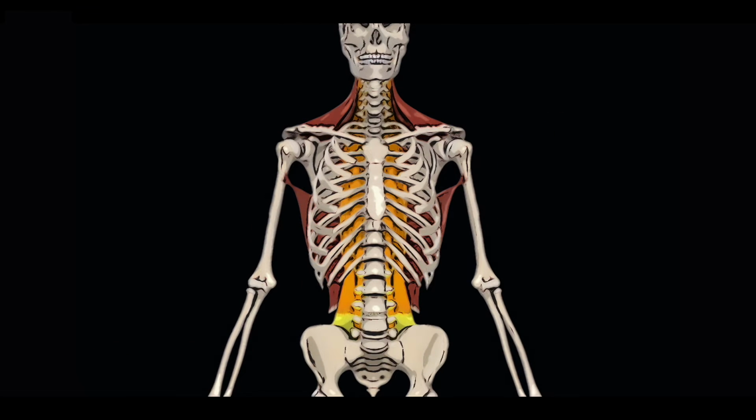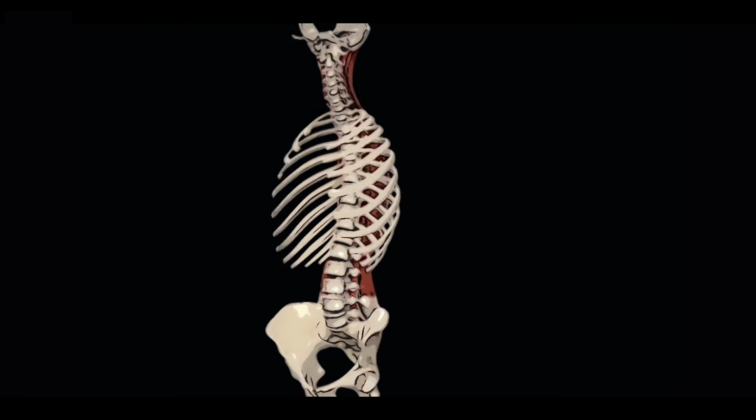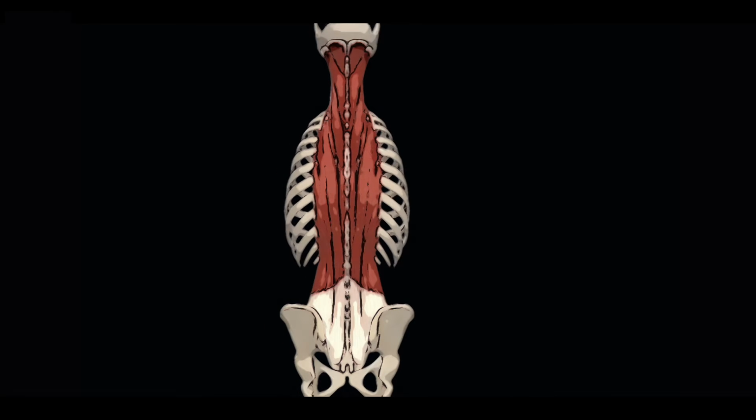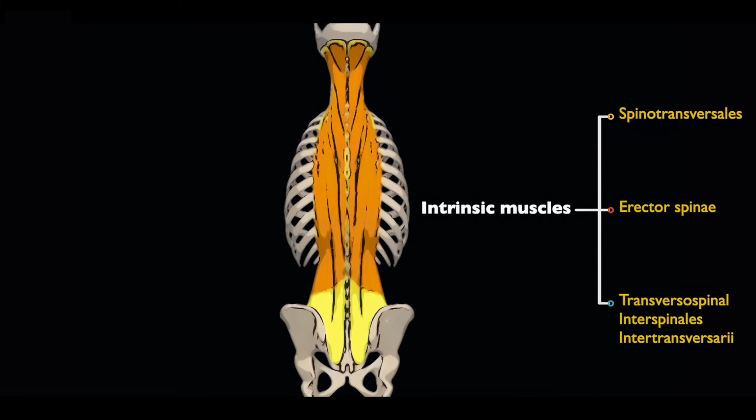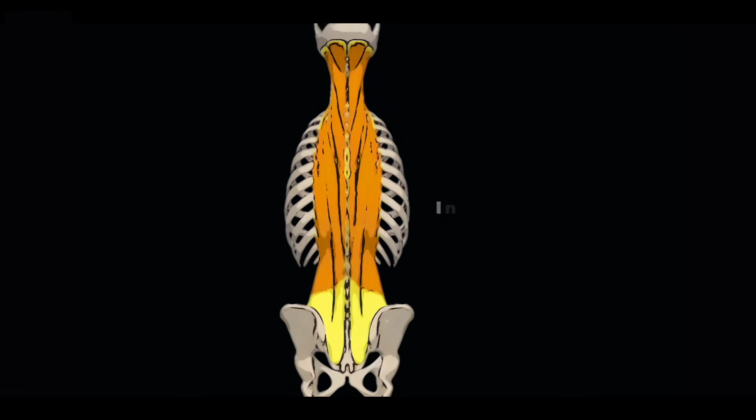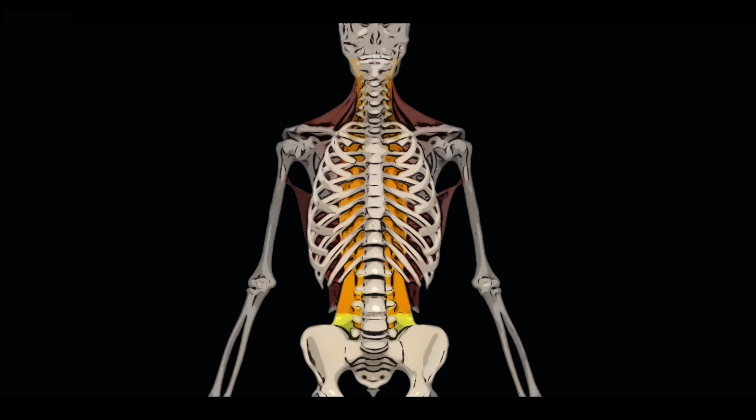The intrinsic muscles are further subdivided into 3 distinct layers: a superficial layer, which consists of the spinotransversales muscles, an intermediate layer, which consists of the erector spinae muscles, and a deep layer, which consists of the transversospinal, interspinales, and intertransversarii muscles. All of these are in some way involved in movement of the head, neck, and trunk.